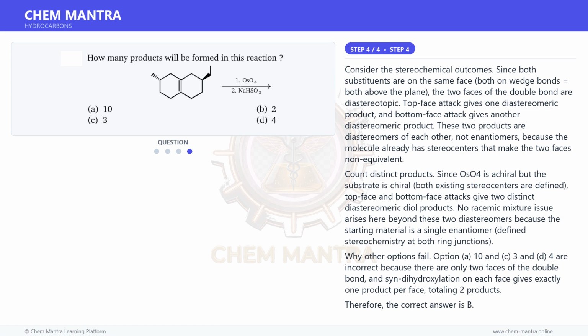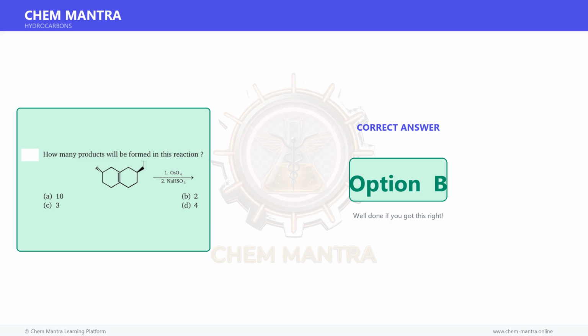Options A, 10, C, 3, and D, 4, are incorrect because there are only two faces of the double bond, and syn dihydroxylation on each face gives exactly one product per face, totaling two products. Therefore, the correct answer is B. Therefore, the correct answer is option B.